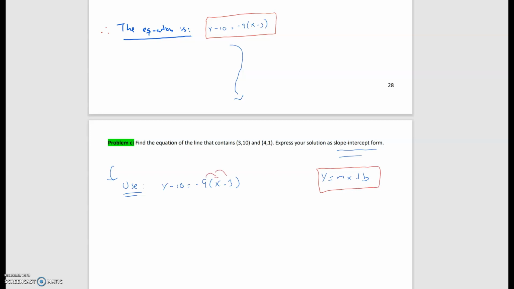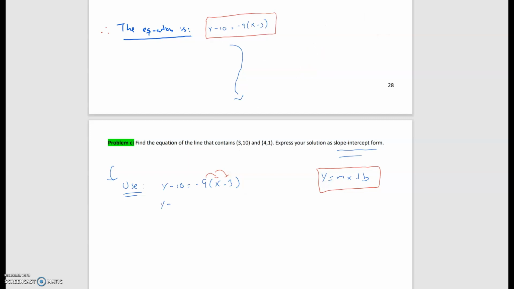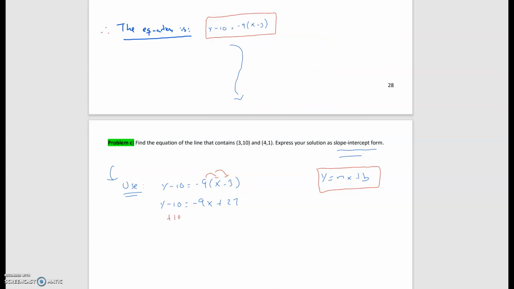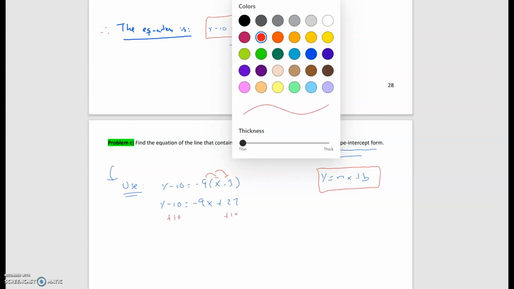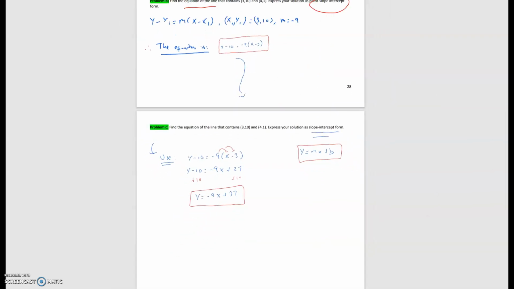So in this case, let me multiply those two values, and we'll have it as y minus 10 is equal to negative 9x plus the values of 27. And then we'll add the values of 10. So that our main solution, it's going to be negative 9x plus the values of 37. That would be our solution.